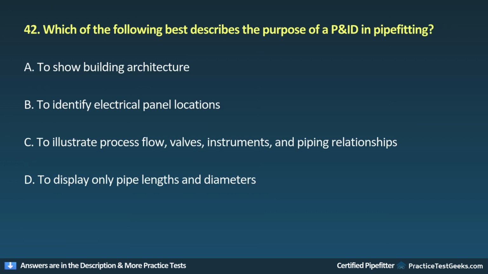42. Which of the following best describes the purpose of a P&ID in pipe fitting? A. To show building architecture. B. To identify electrical panel locations. C. To illustrate process flow, valves, instruments, and piping relationships. D. To display only pipe lengths and diameters.